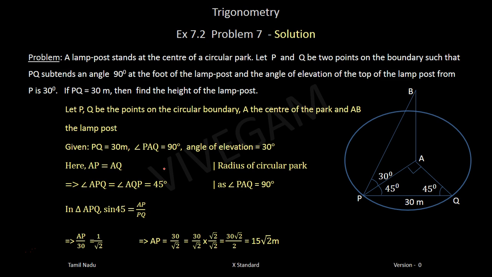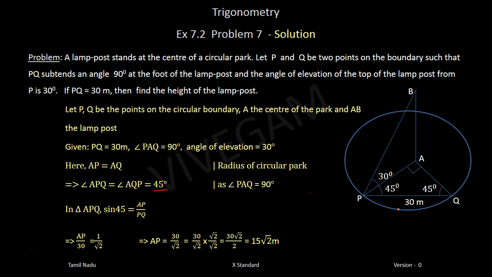Then AP equal to AQ. So consider this triangle APQ, AP equal to AQ. As a result, this angle will be equal to this angle. If any sides are of equal length, the angles opposite to them will also be equal. But angle PAQ is already 90 degrees. So the leftover is only 90 degrees because the total angle of a triangle is 180. So 180 minus 90 gives you 90, and 90 divided by 2 will give you 45. So these two angles are 45 degrees.